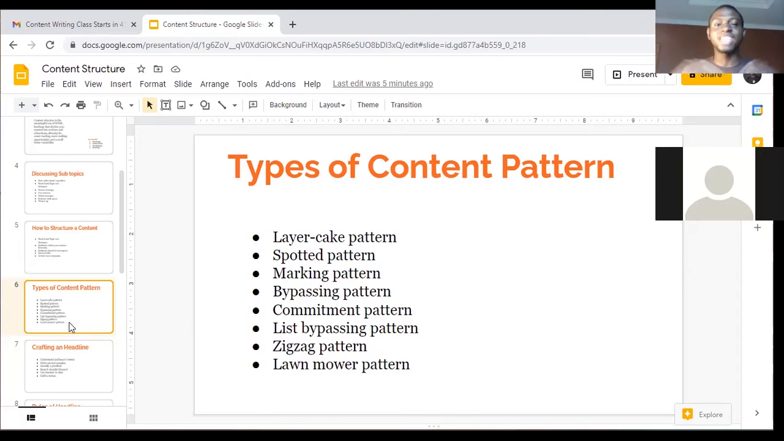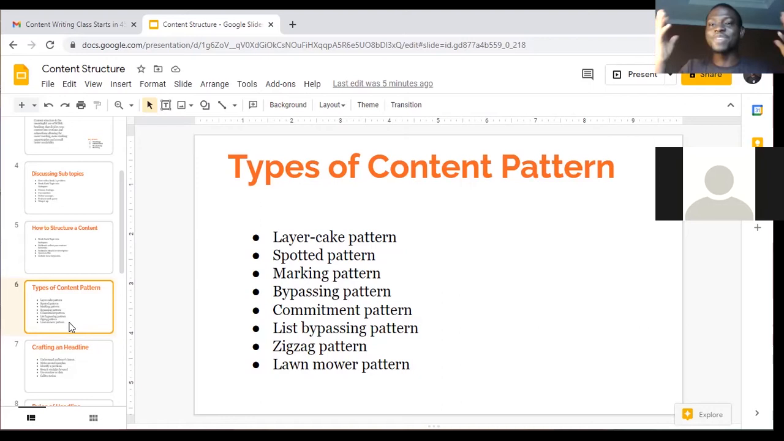Layer cake, as it goes, people really just go for the icing on the content you're writing about. So they read the first paragraph, the first line, your subheading, and other sub lines in your subheading. Just as the name implies, they read in layers. Let me just say this, they read the icing in your content, right?